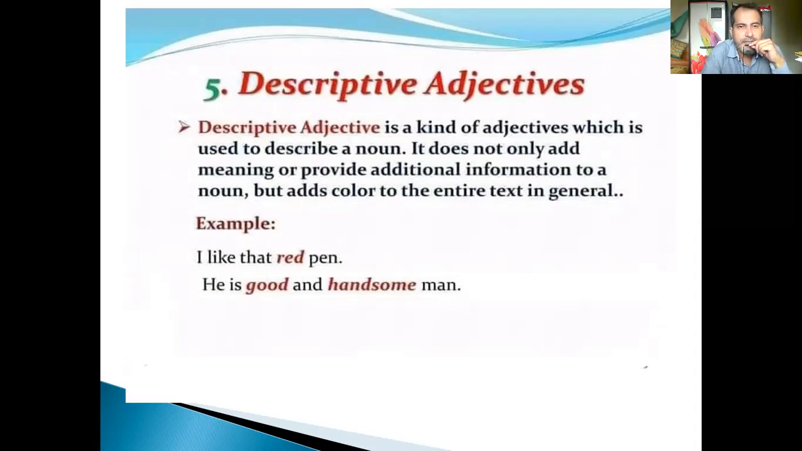Likewise, other sentences you see: I like that red pen. He's a good and handsome man. What type of man is he? He's good and handsome. That's why this is a descriptive adjective. And this is the most common adjective we all know. We have read it in our SSC or primary level. So this is the very basic adjective pattern. Our students already know about this adjective.